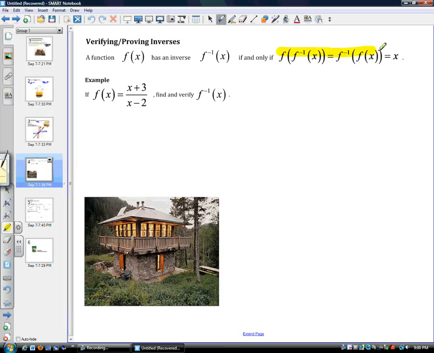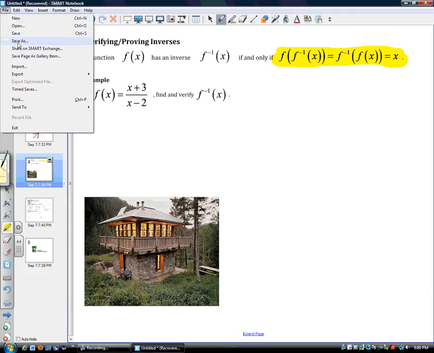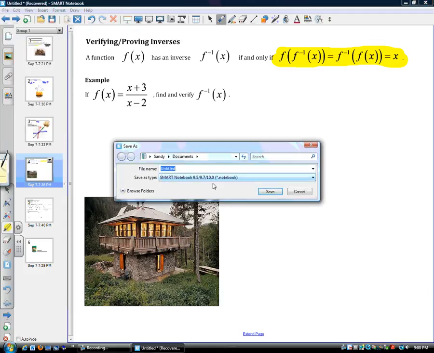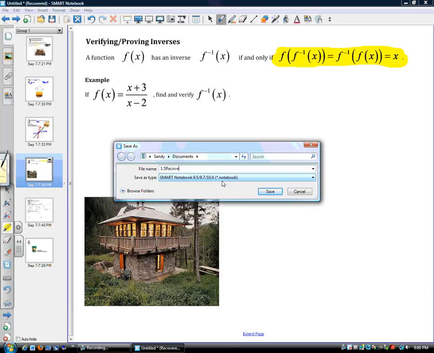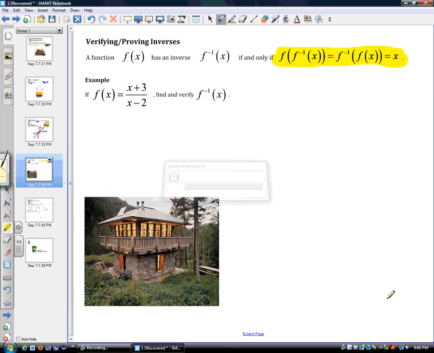So in order to verify that something is in fact the inverse, we need to check that f of f inverse of x and f inverse of f of x are both equal to x. Okay, so if my original function is x plus 3 over x minus 2, I want to find the inverse function. So I do just like what I did before.